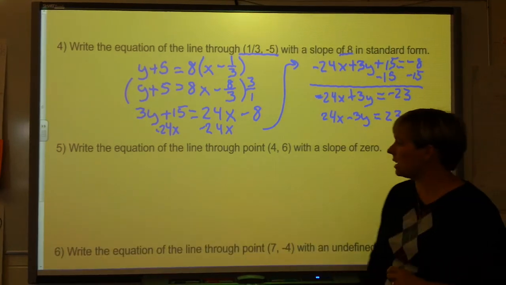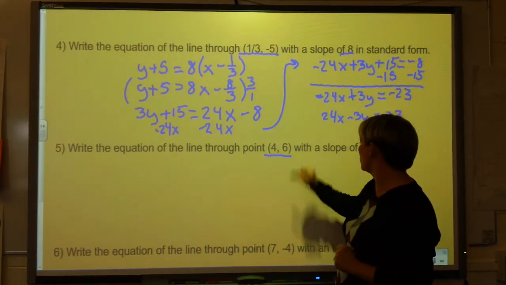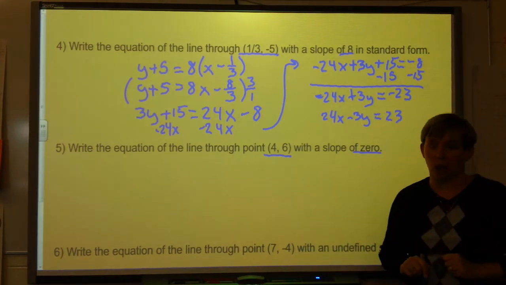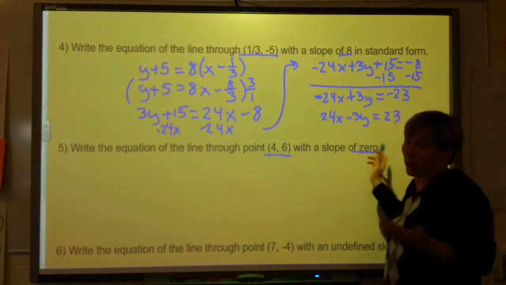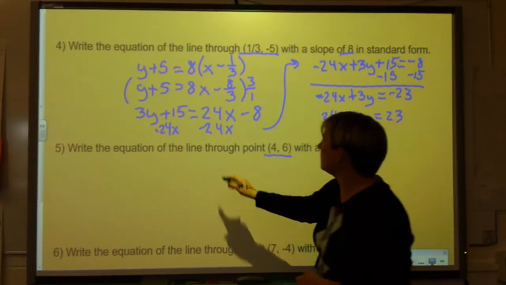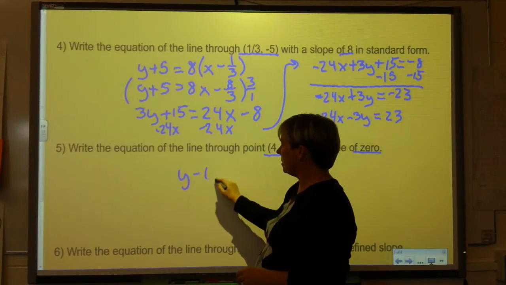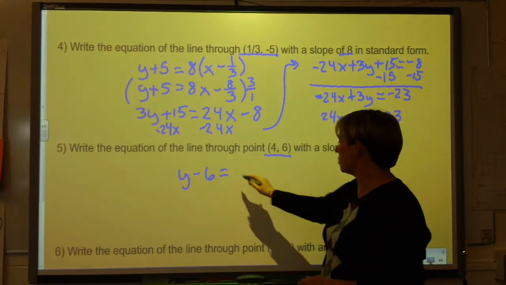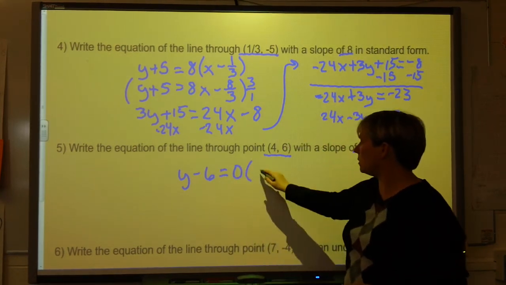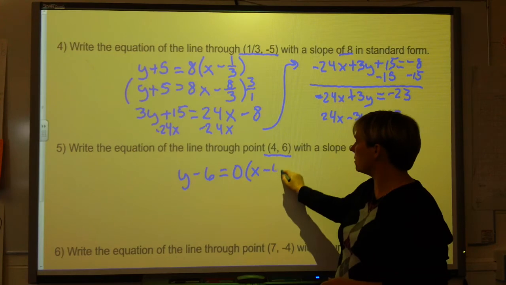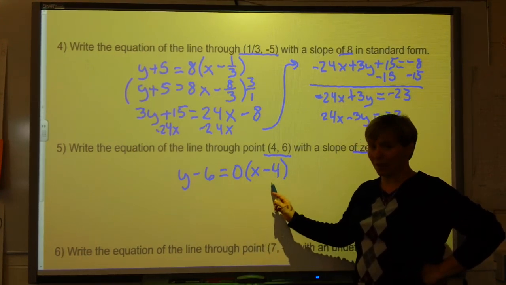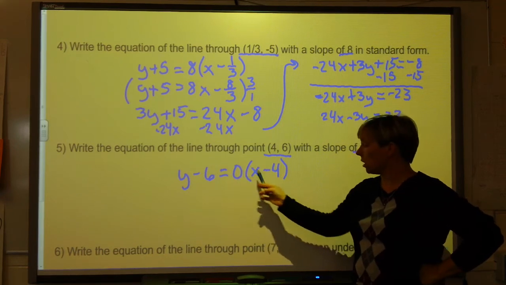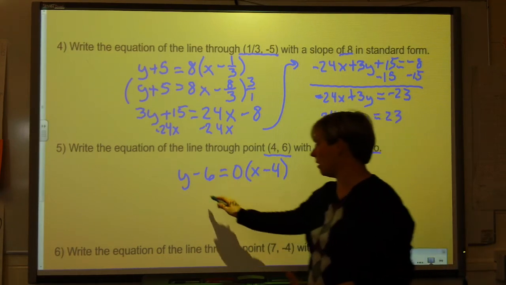Take a look at this one. Write an equation of the line through point 4, 6 with a slope of 0. I'm still going to use my point slope form because I have a point and my slope, hence point slope. So that means I have y minus 6 is equal to, my slope is 0, times x minus 4. Wait a minute. 0 times anything is 0.